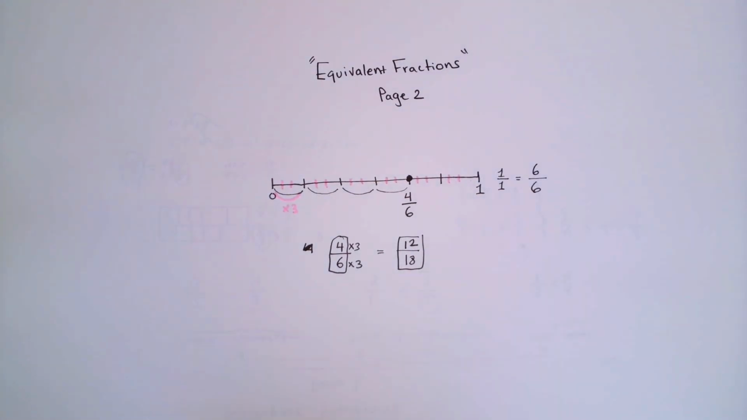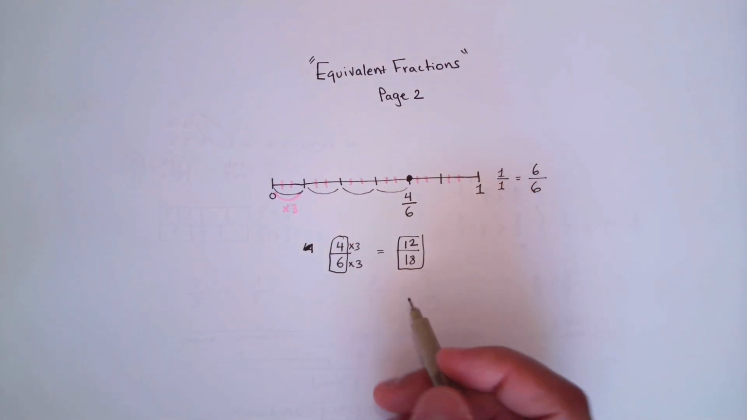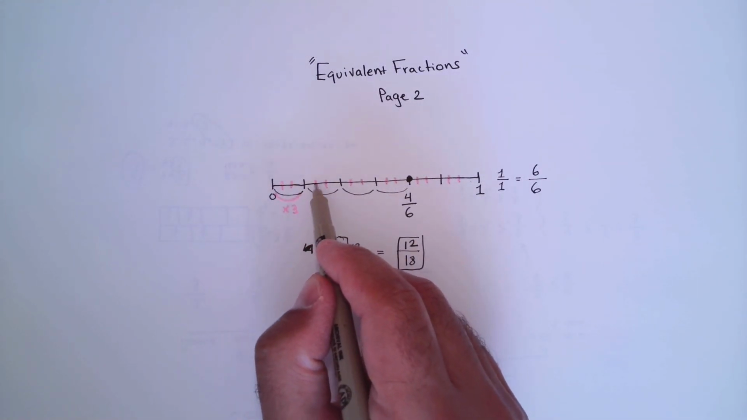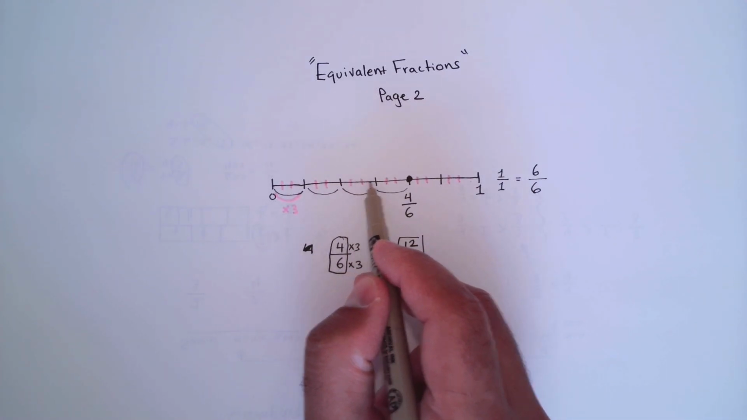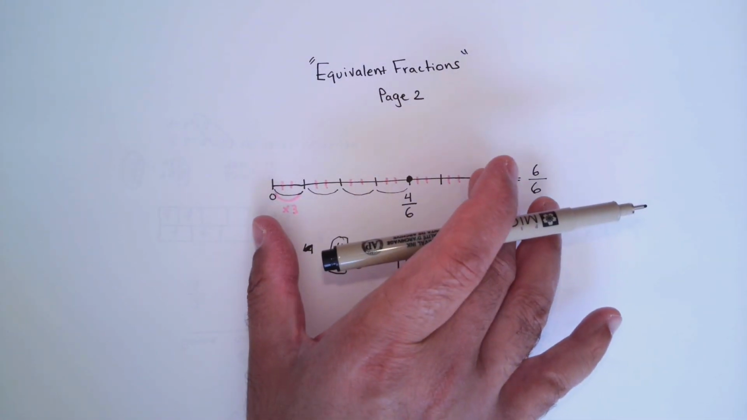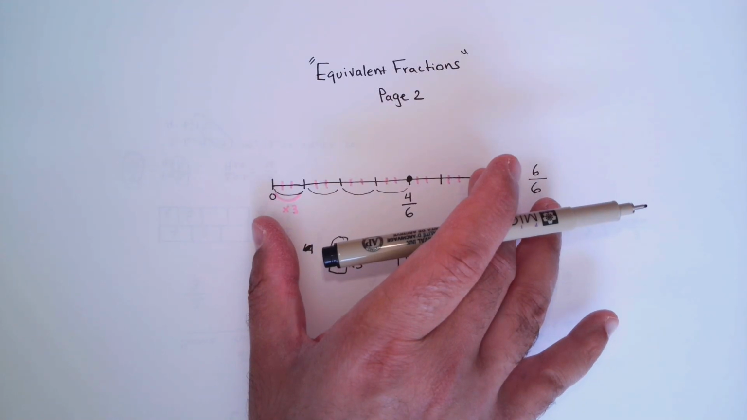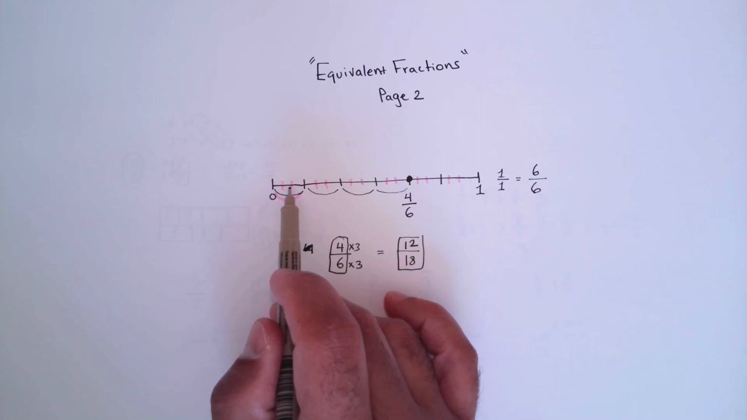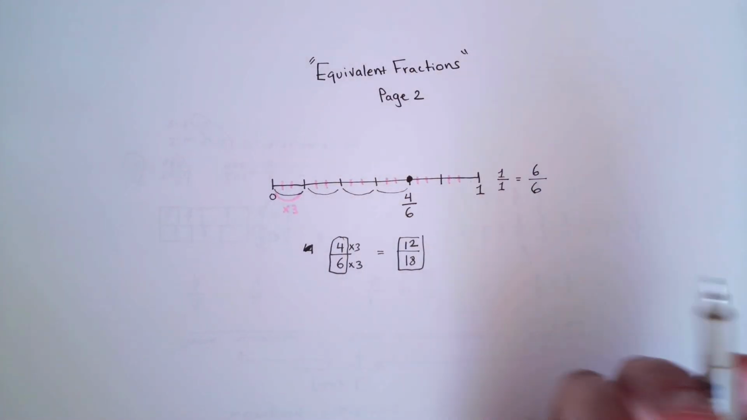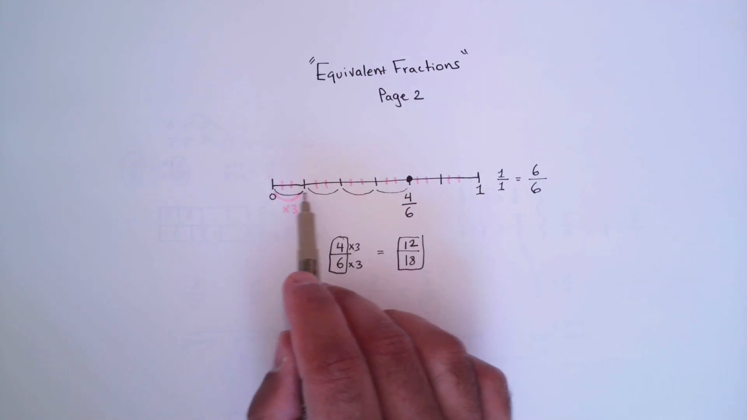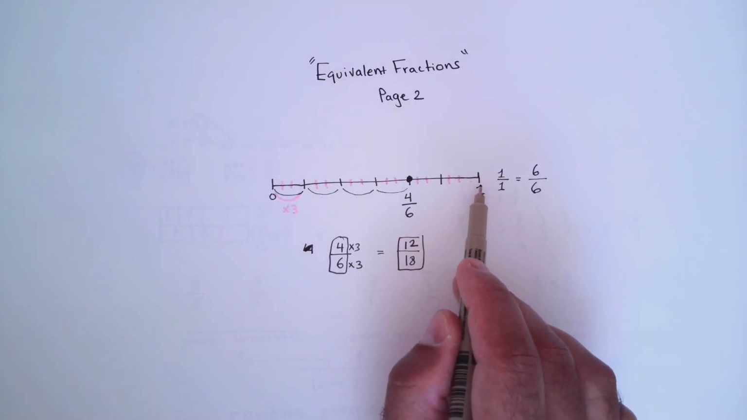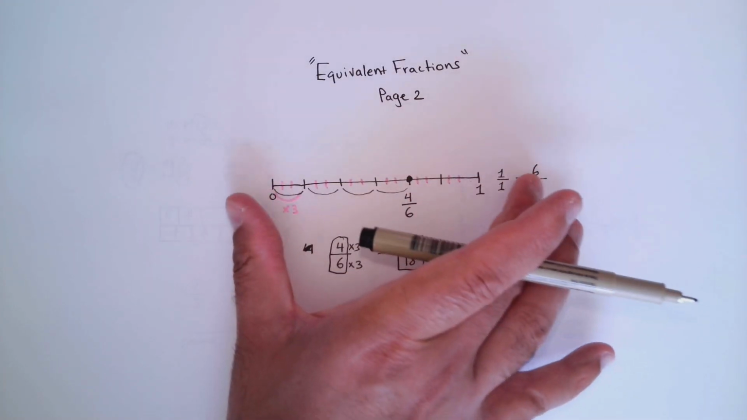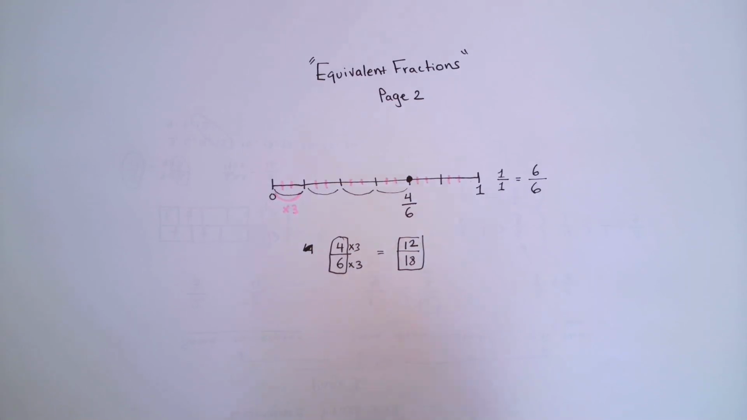So the shortcut for creating an equivalent fraction on a number line is to partition smaller parts for each part of your already partitioned whole. That means you take each part and you break it into 2 pieces or 3 pieces like I did, or even 4. But you have to do it throughout the whole thing. You can't just do it up here. It has to be the whole number line.